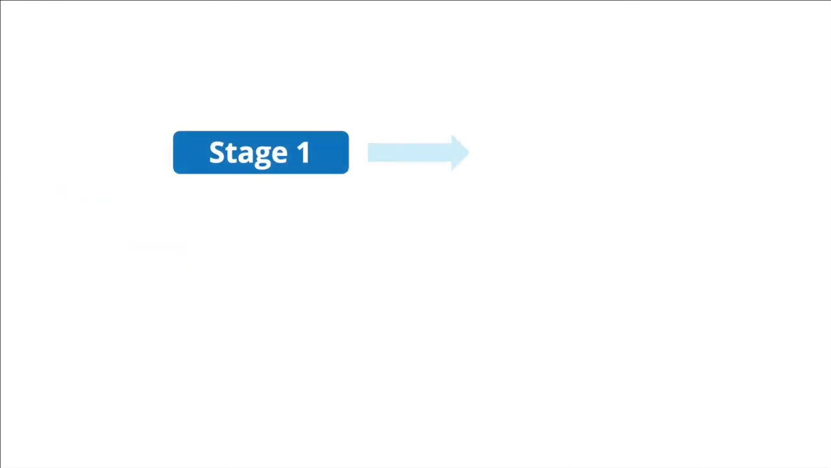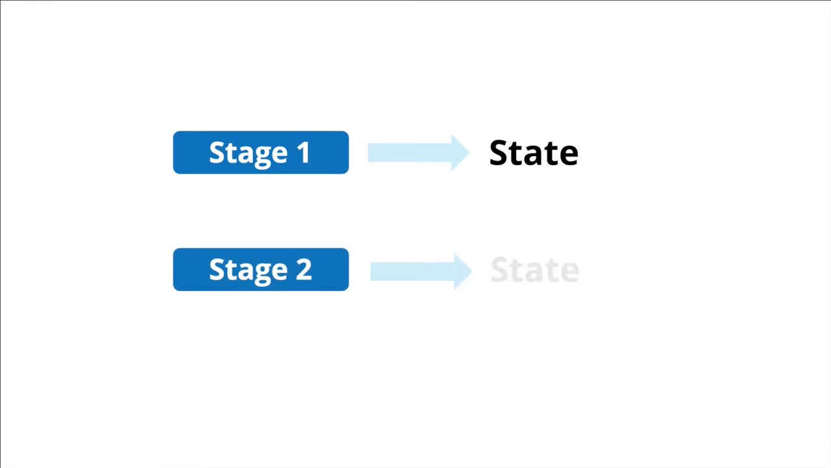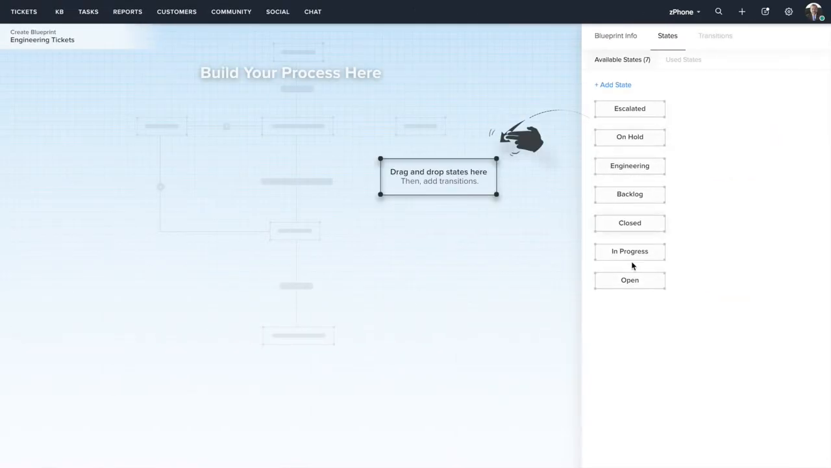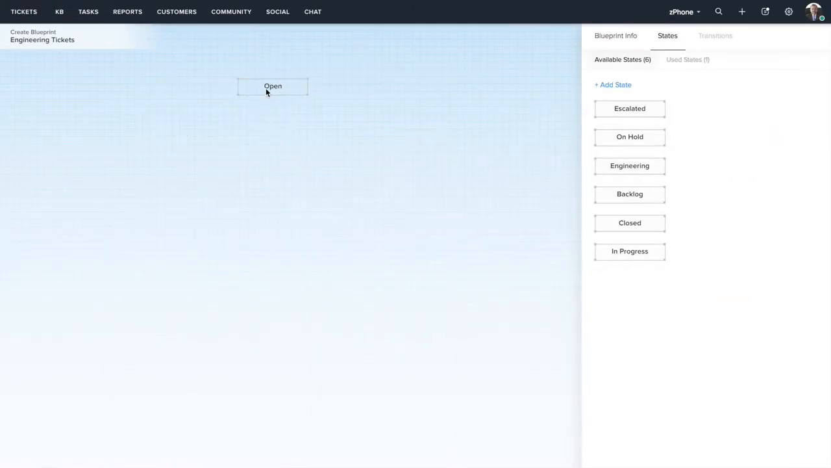States are stages in a process, and transitions are actions that lead from one stage to the next. Every ticket begins in the default state. Generally, this is the open state.